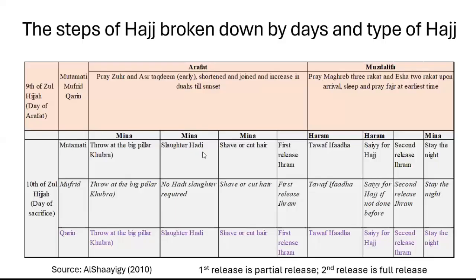The Mutamatti and the Qarin slaughter a Hadi. The Mutamatti is slaughtering because he has now got Umrah and Hajj in one trip, which is a big favor, so he is supposed to slaughter a Hadi. And the Qarin also has got Umrah and Hajj in one trip, so he also slaughters. The Mufrid has no Hadi to slaughter because he came for Hajj only. Then after slaughtering, there is cutting or shaving the hair. All of them, the Mutamatti, the Mufrid, and the Qarin, will now shave the hair.